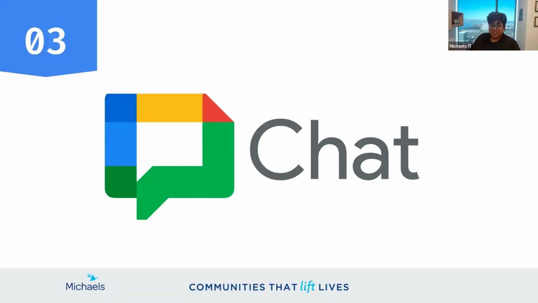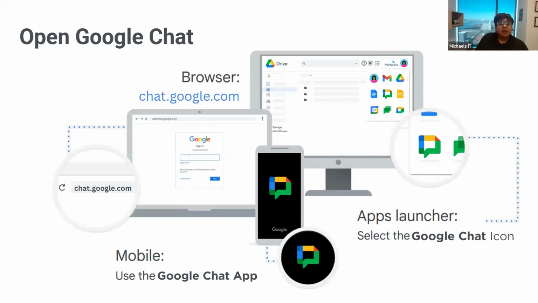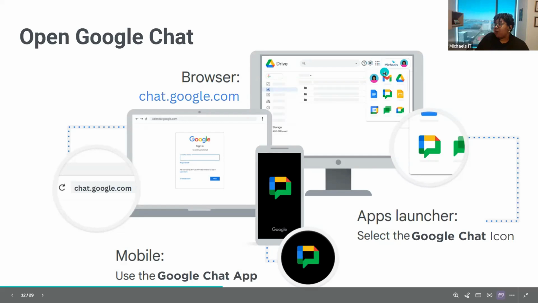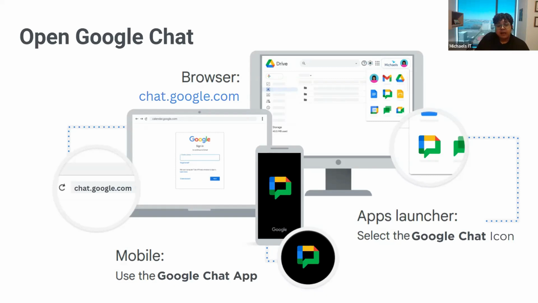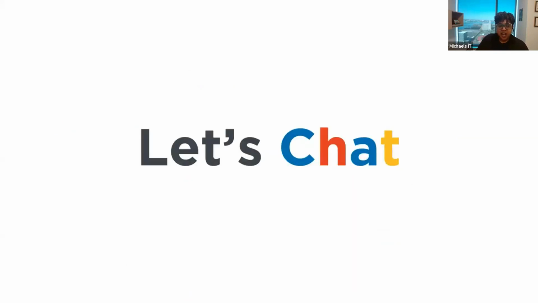So now let's talk about chats, Google Chats. To locate chats, you can locate it on your browser by typing in chat.google.com and then signing in. You can open up chat by going onto that waffle icon and opening chat that way. Or you can also get to chats by opening your mobile device and opening the Google Chat app. So there's three different ways that you can access chat. So let's chat.